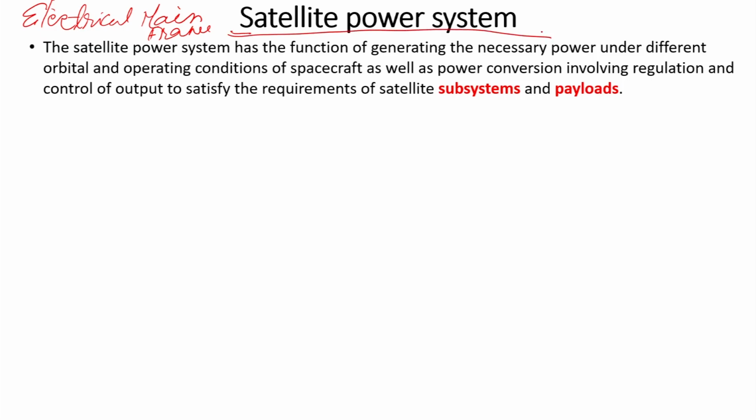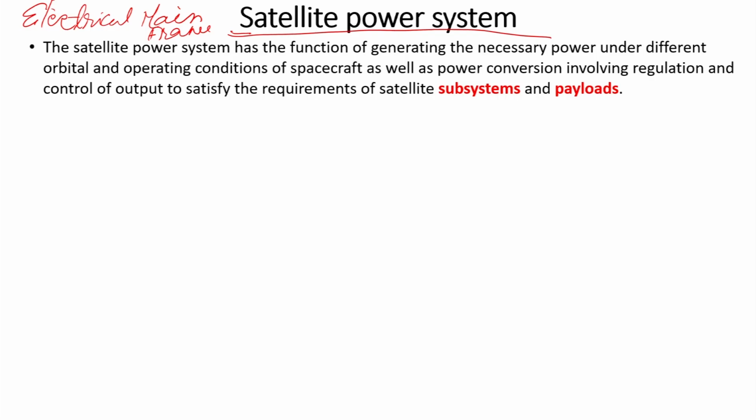So, the first subsystem under this category is the power system. The power system is needed because whatever the satellite subsystems, whether it is a communication system or an attitude and orbit control system, each and every subsystem needs power. So, a satellite power system has the function of generating the necessary power, and it is capable of doing so under different orbital and operating conditions of the spacecraft. Okay. And it is capable of doing power conversion also.